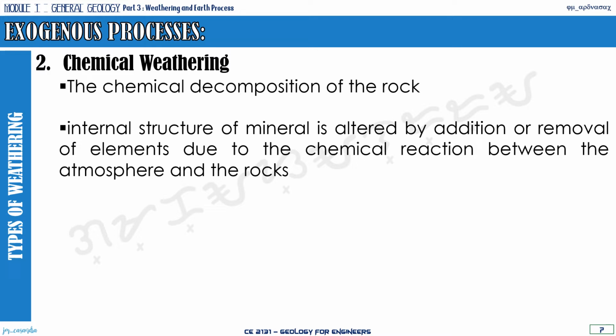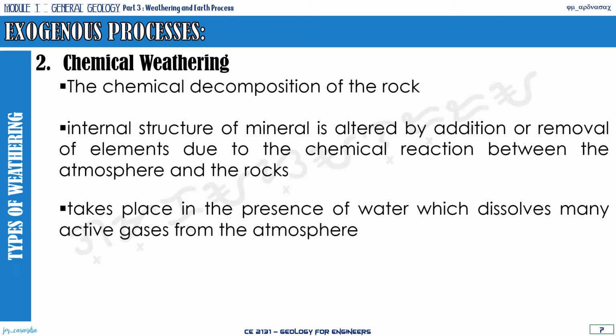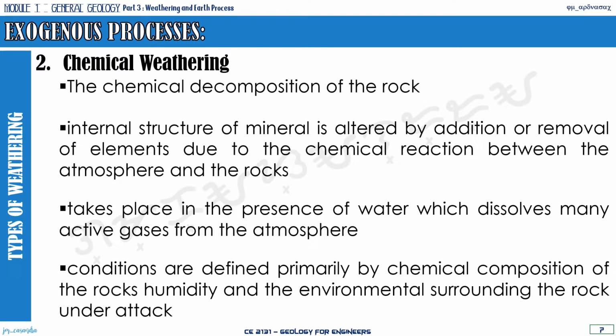Okay? So usually, chemical weathering will take place in the presence of water, which could dissolve active gases from the atmosphere. Conditions are usually defined primarily by the chemical composition of rocks, humidity, and the environment surrounding the rock which is under breakdown. So in physical weathering, what affects the disintegration or the breakup is the temperature. Chemical weathering will be affected primarily by the presence of water.